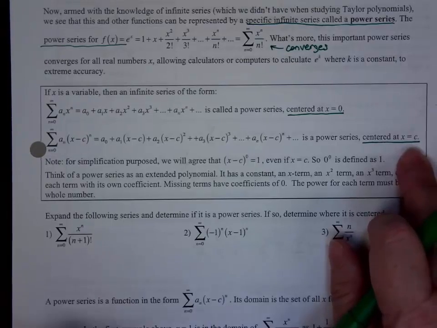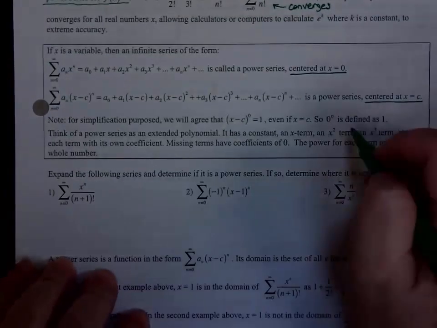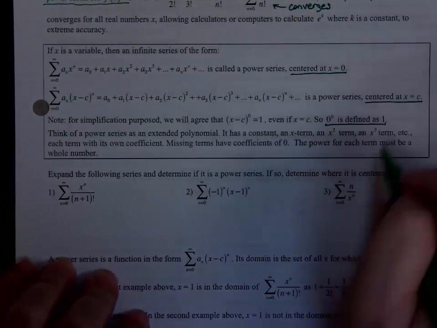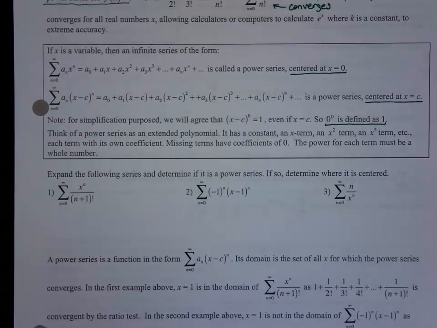Now, one thing you need to know for this process, 0 to the 0 power is an indeterminate form like 0 over infinity, but for what we are doing, we're defining it to be 1. So anytime you have a situation of 0 to the 0 power, it's 1. Just like 0 factorial is 1.